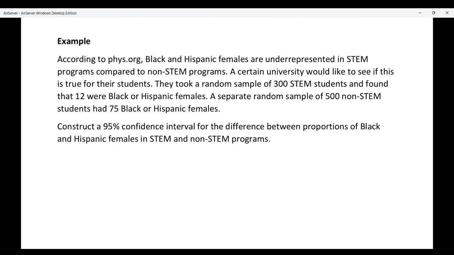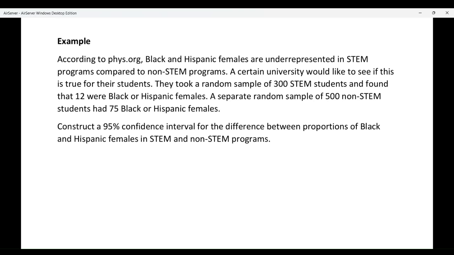All right, so according to phys ed, Black and Hispanic females are underrepresented in STEM programs compared to non-STEM programs. A certain university would like to see if this is true for their students. They took a random sample of 300 STEM students and found that 12 were Black or Hispanic females. A separate random sample of 500 non-STEM students had 75 Black or Hispanic females. Construct a 95% confidence interval for the difference between proportions of Black and Hispanic females in STEM and non-STEM programs.